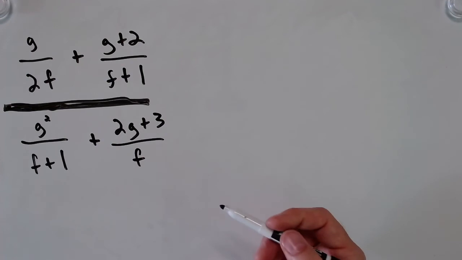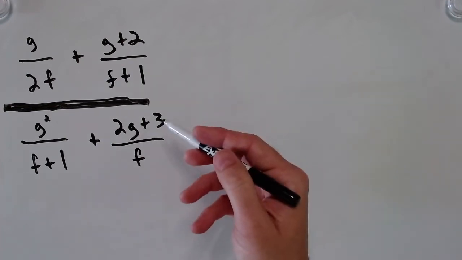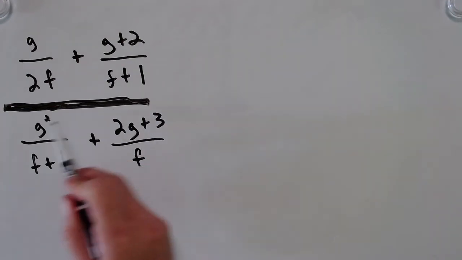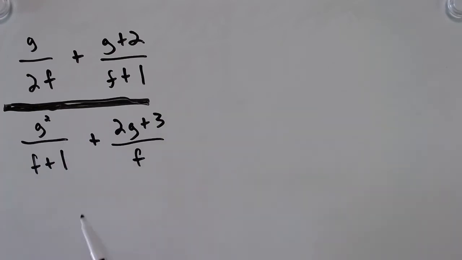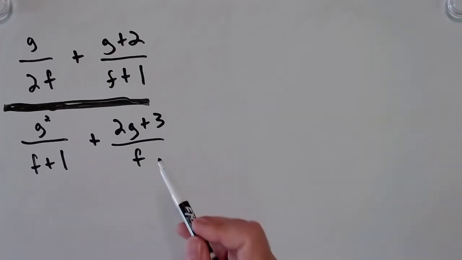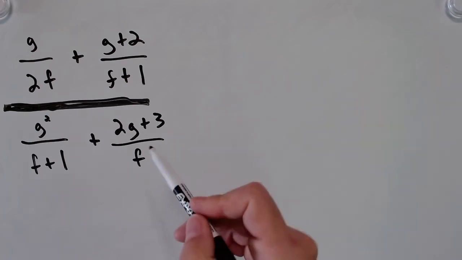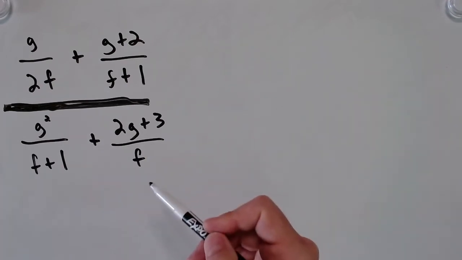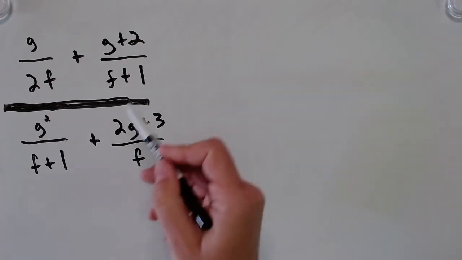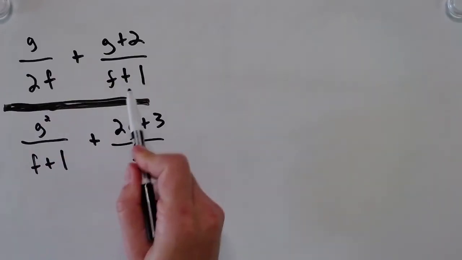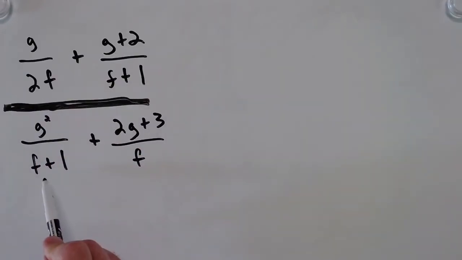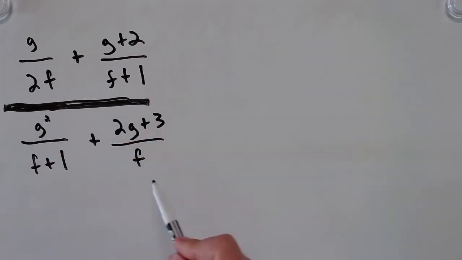Multiplying by the reciprocal won't work because the reciprocal would be of this entire mess. It would be 1 over all of this, and that seems terrible. So we need to find the least common multiple of all the denominators. We have 4 denominators: 2f, f plus 1, another f plus 1, and f. The least common multiple will be the smallest thing that these 4 denominators will all go into. We need to find 3 because 2 of them are the same.